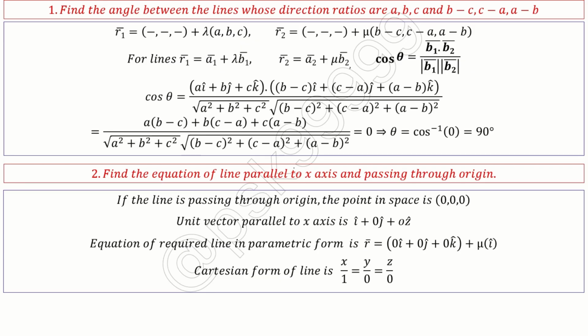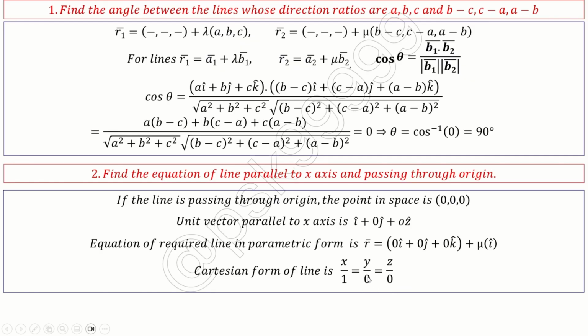And the unit vector parallel to the x-axis is nothing but i plus 0j plus 0k. Now the required equation in vector form is r equal to 0 plus mu of i. And the Cartesian form is x by 1, which is equal to y by 0 equal to z by 0.